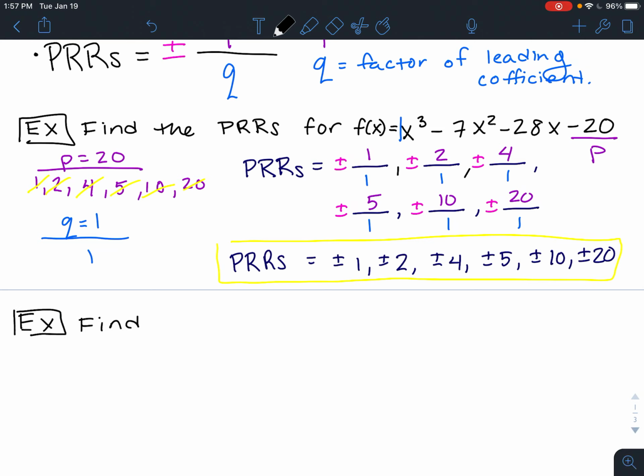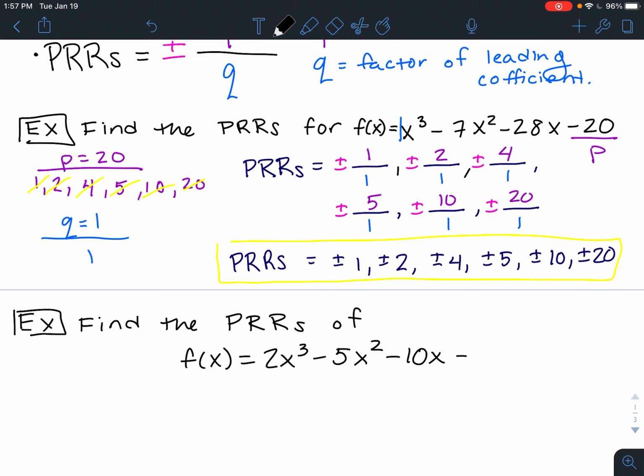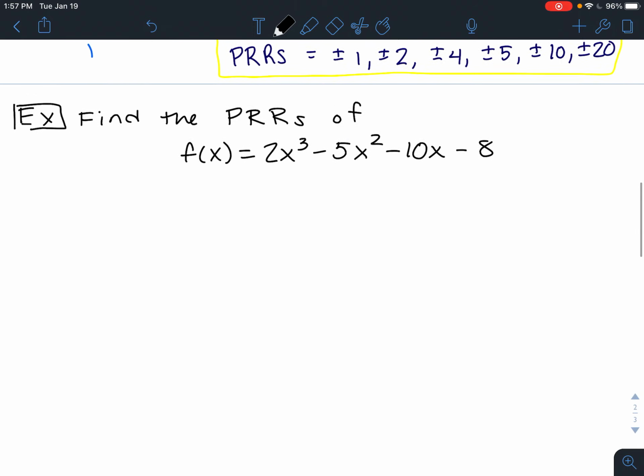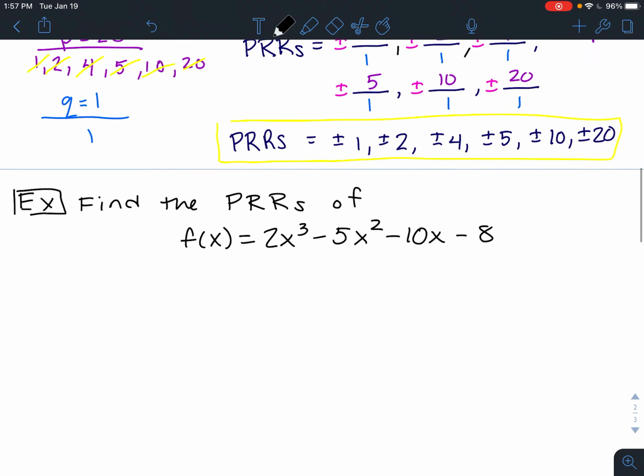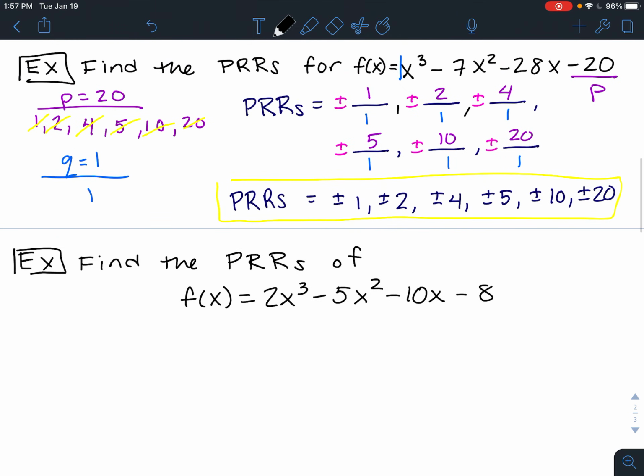Right, so find the possible rational roots, PRRs, of f of x equals 2x cubed minus 5x squared minus 10x minus 8. If you want to pause the video and try this by yourself, feel free. Otherwise, I'm just going to go through and explain it.